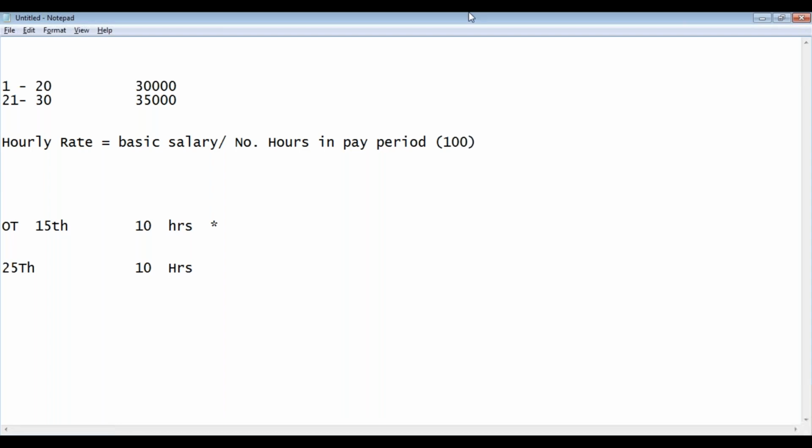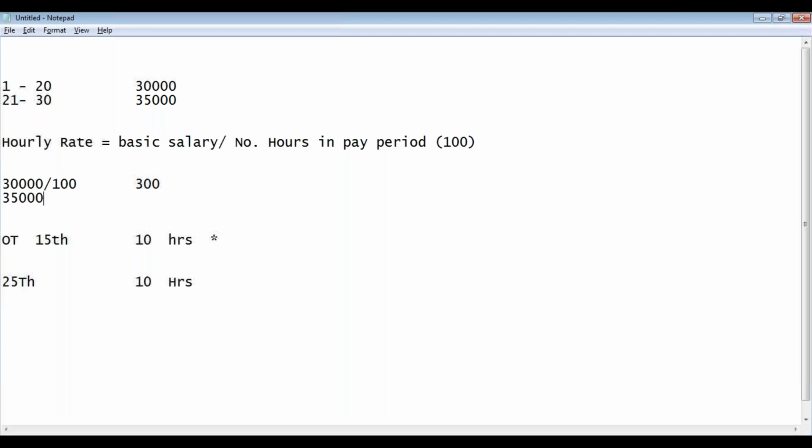Look at this. The first hourly rate. What is the hourly rate during this partial period? It is 30,000 divided by 100, so you get an hourly rate of 300. And the second partial period, the hourly rate is, you get 350 per hour.